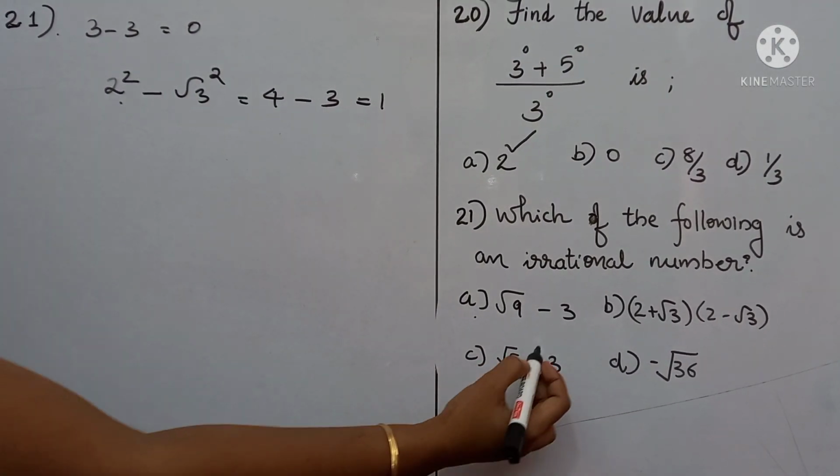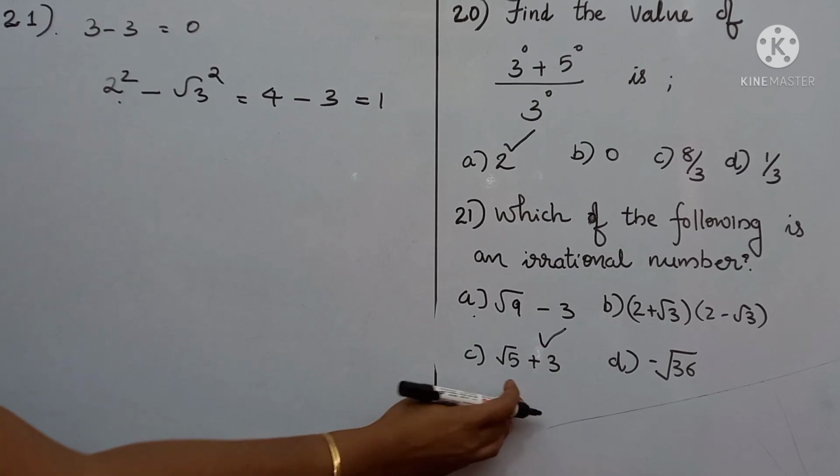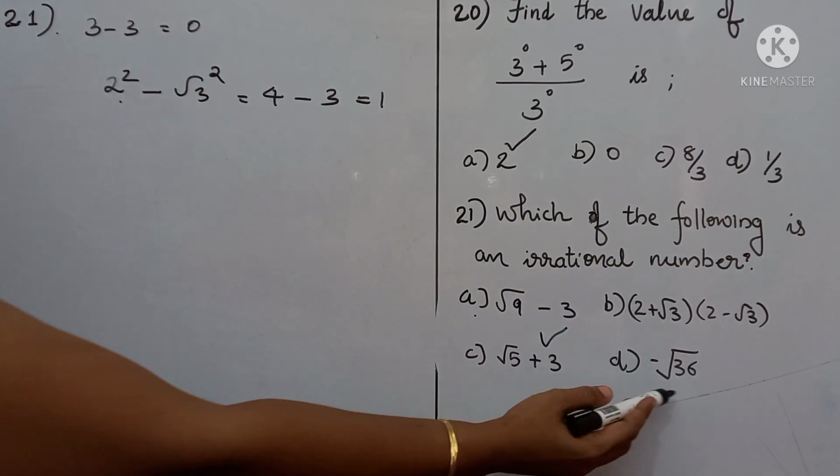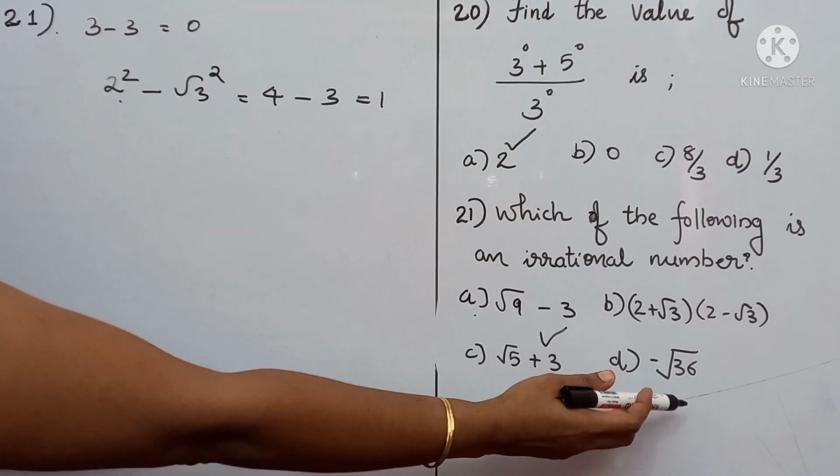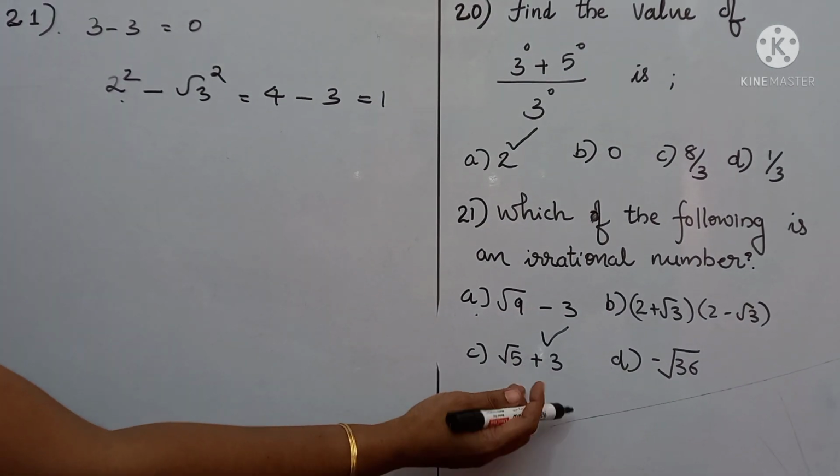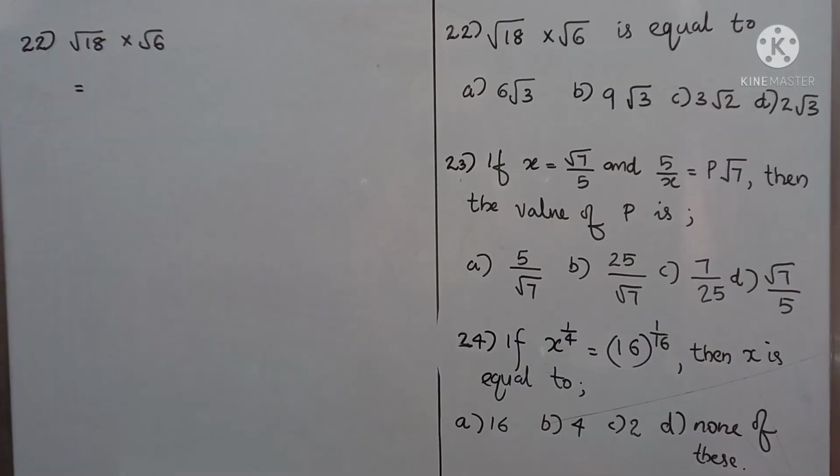Then look at C. Root 5 plus 3, that is the answer. And minus root 36 is minus 6. That also we cannot choose. So this is the answer, option C.